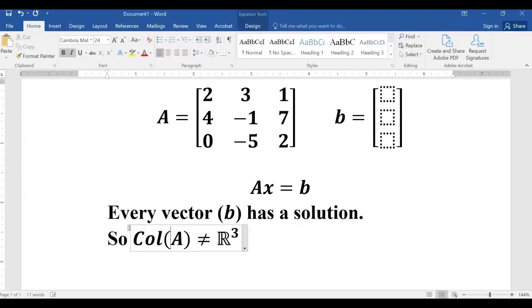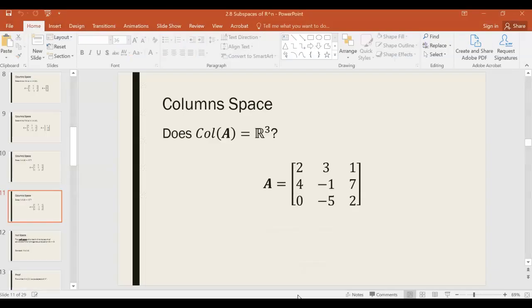And therefore the column space of A is in fact R3. So that means no matter which 3x1 vector I choose, I can create a linear combination which adds up to it. All right, so the column space is in fact R3.